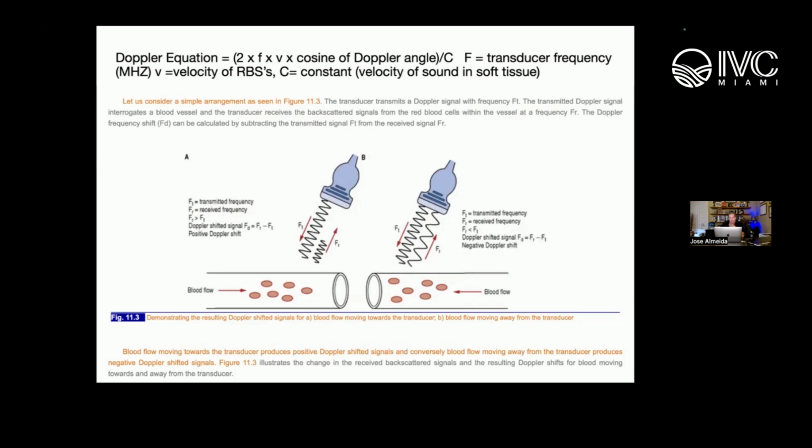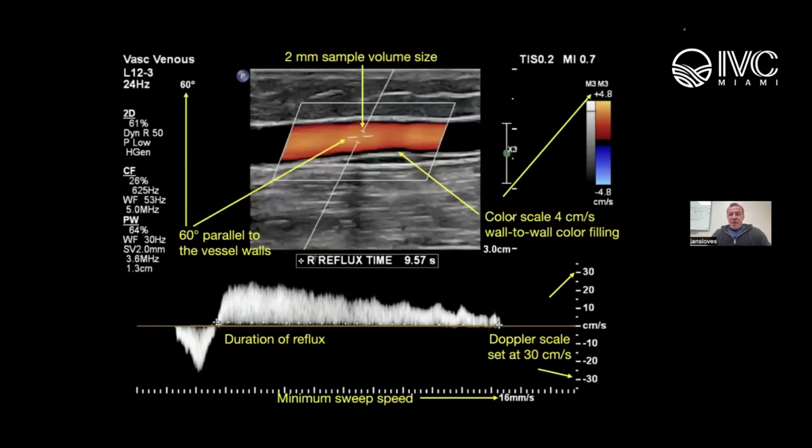Correct. For grayscale, you don't need it. Color is kind of built in there by steering, but the frequency shift needs to be generated at the angle. 60 would be the conventional, as we stated. And I think when we put it all together, this summarizes a lot of what we said here today.